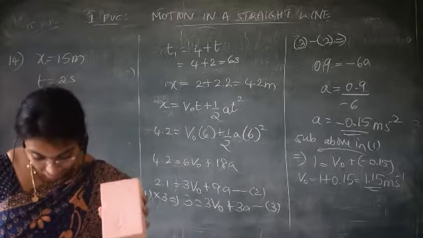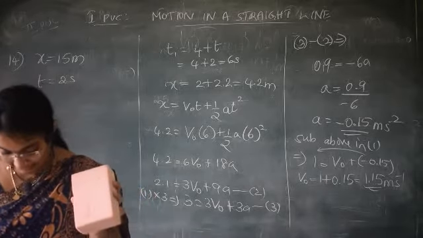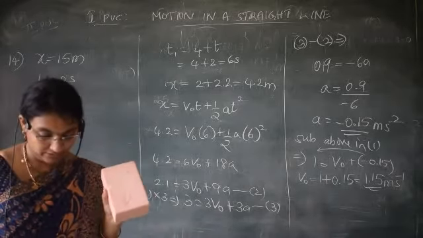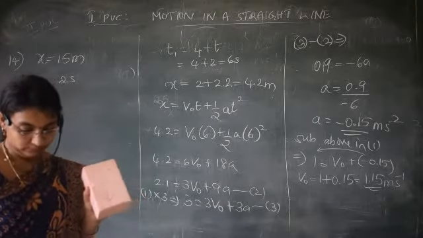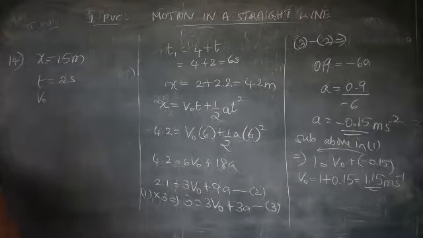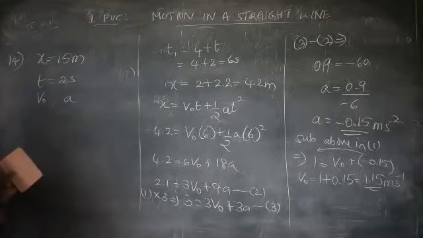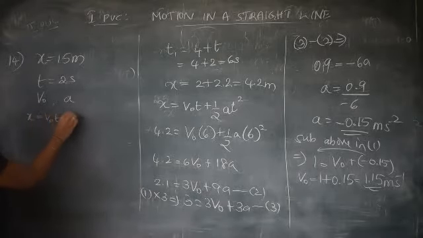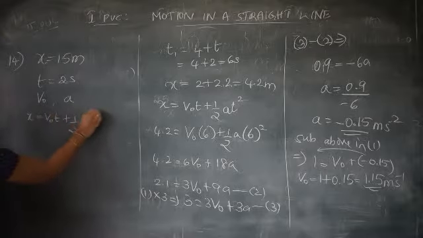Then what is given? Acceleration, we don't know. We can calculate by using which formula? There may be some initial velocity, V naught. We don't know acceleration. Let it be A. X is equal to V naught T plus half A T square. Correct?